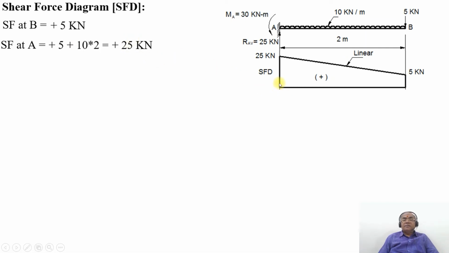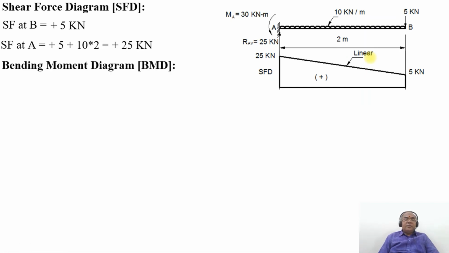So from here, you take 25 kilonewton, then join between these two by means of a linear line, because the power of X in the UDL is W into X. Since the power of X is 1, you will get a linear line between point B, which is 5 kilonewton, and point A, which is 25 kilonewton. So this is how you will be able to analyze the shear force diagram.